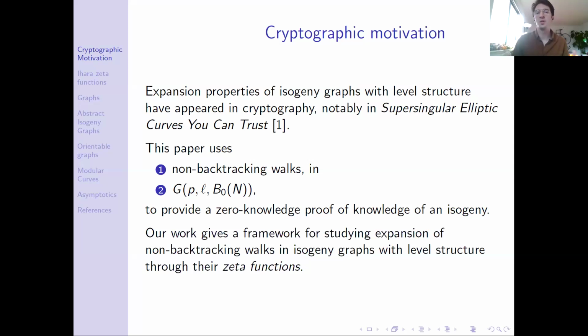And what we did in our paper is give a framework for studying expansion of non-backtracking walks in isogeny graphs with level structure, and in particular through their zeta functions. Zeta functions may be a scary word for those of you that are more in cryptography than in math, but I'll take things really slow and point out how zeta functions of graphs are objects that capture particular expansion properties. They're really related to the story of, when these graphs are Ramanujan, uniform distribution of non-backtracking walks of certain lengths, that kind of thing.